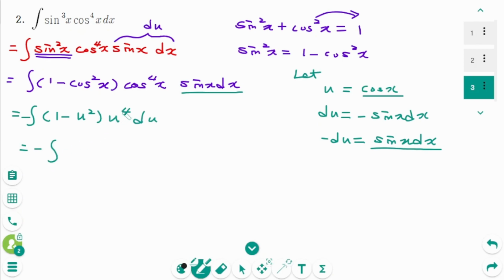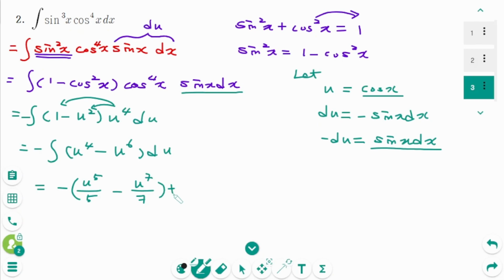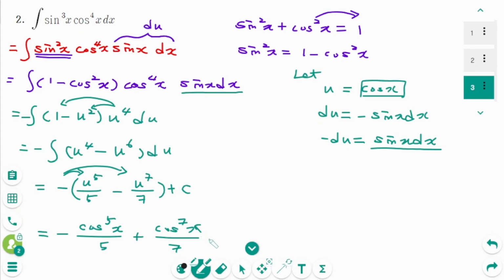Equals minus, expanding, u to the power of 4 minus u to the power of 6 du, equals minus u to the power of 5 over 5 minus u to the power of 7 over 7 plus c. The final answer: since u was cosine of x, minus cosine to the power of 5 x over 5 plus cosine to the power of 7 x over 7 plus c.